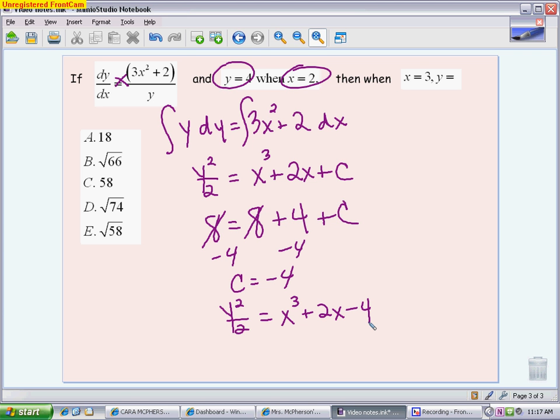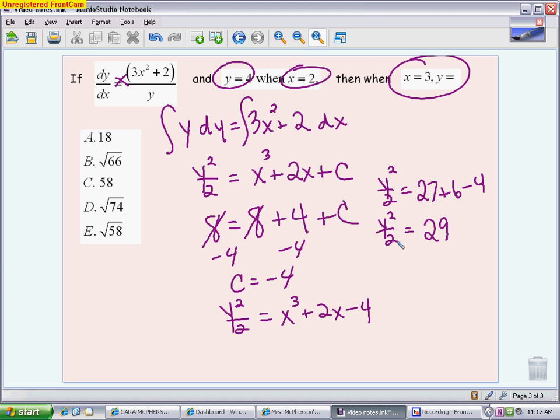This one wants to go a step further and actually use this particular solution to answer an additional question, which is what happens when I put 3 in for x? What do I get for y? So that's what you want to do next. You want to put 3 everywhere you see an x. So we have y squared over 2 equals x cubed, so 3 cubed, which is 27, plus 2 times 3, which is 6, minus 4. So we get 27 plus 6 minus 4 is 29.